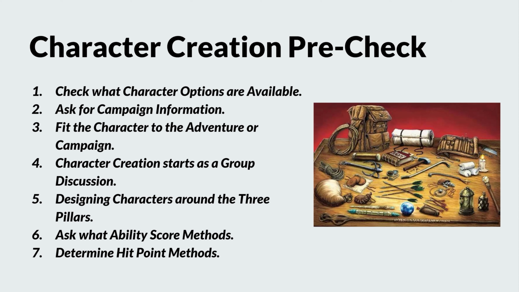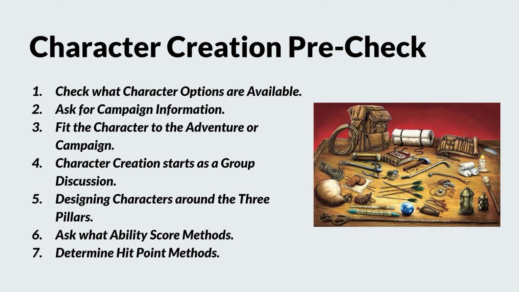Designing characters around three pillars of play. It's always smart to design your character so that it can do three different things: exploration, social interaction, and combat. You don't want a one-trick pony. If you only build a character that's good at one thing, then you lose out on the rest of the game. A one-trick pony only does one third of the game, where you want something that does the entire game.